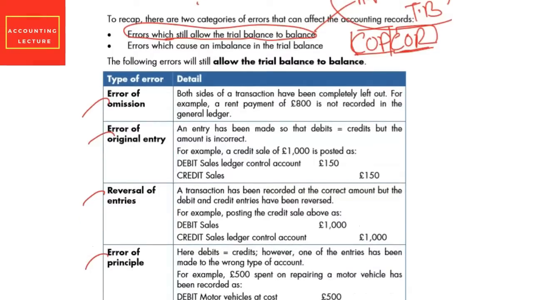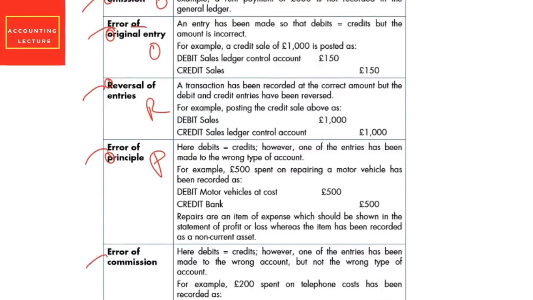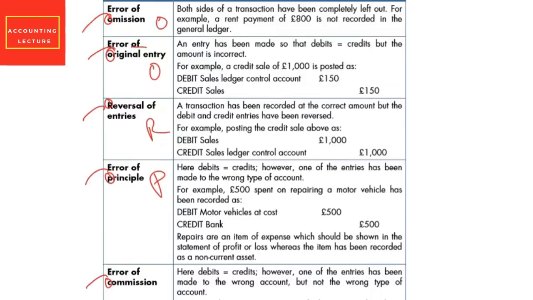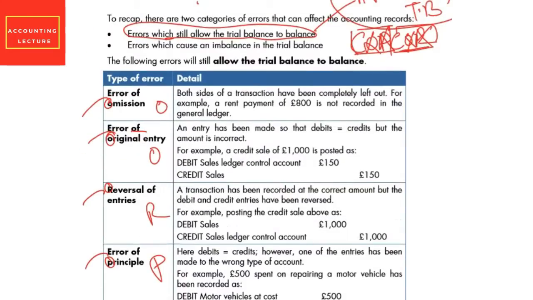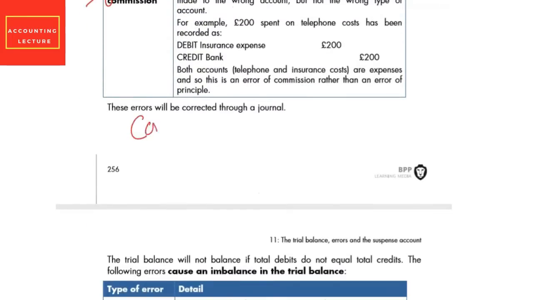C. O stands for omission. One of the O's I have taken. Error of original entry, another O, original entry. R for reversal, and that's my reversal taken. P for principal, that's my P. And C for commission. Error of commission. We do have two C's here, and one C is not given here, but that's what you can take.